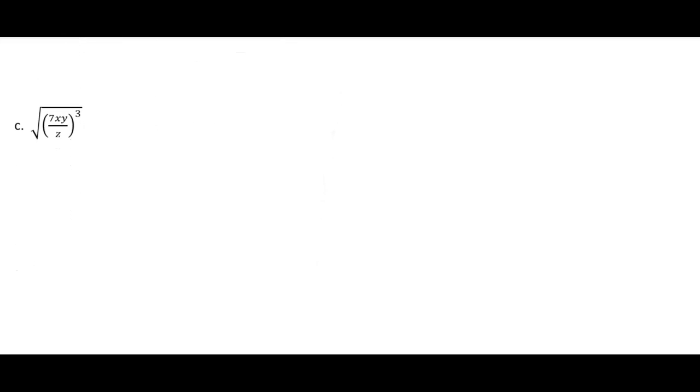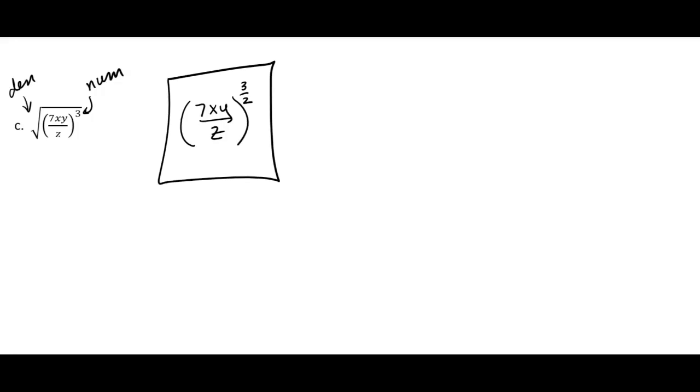So here's another one. Now this time, they have the exponent inside, but that's okay. We talked about that. So that's going to be our numerator. And then we think about the index here, which is 2. That's going to be the denominator. All right? So we've got parentheses 7xy over z, and we're going to raise that to the power of 3 over 2. Okay? So there you go.